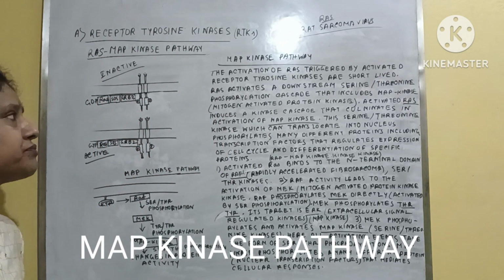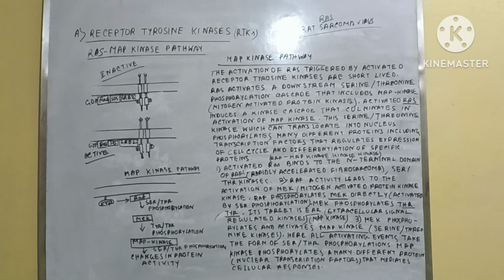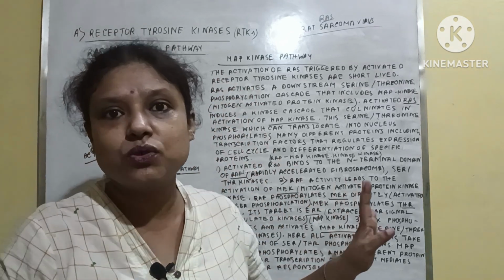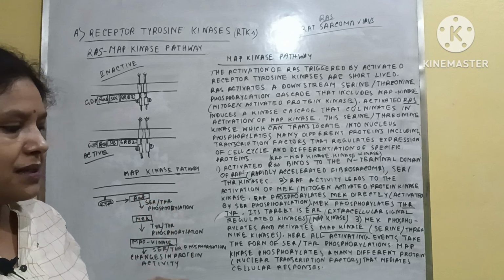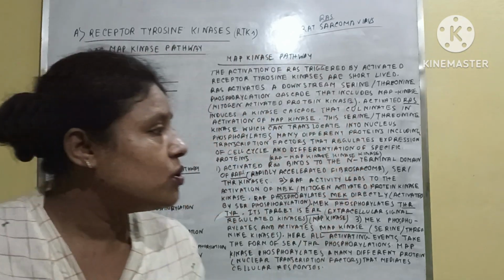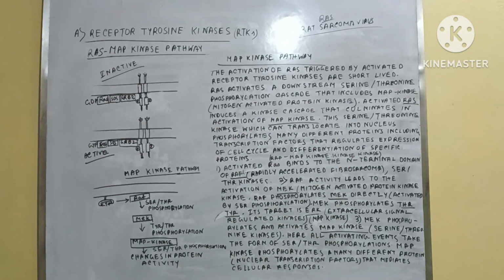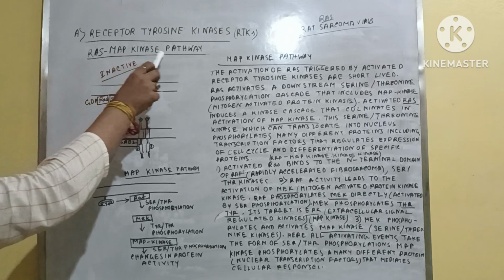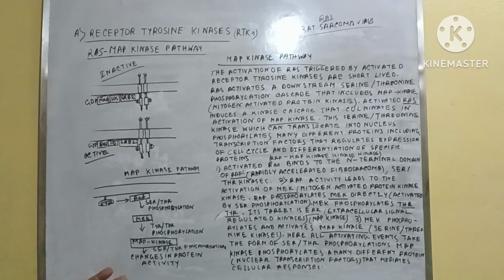pathway. Okay, and this is the related topic of RAS MAP kinase pathway. In my previous video I have explained about the RAS MAP kinase pathway, and here I will only try to explain about the MAP kinase pathway. Okay. So here are the brief structures of the RAS MAP kinase pathway and the MAP kinase pathway. In the first case, the RAS MAP kinase pathway, I have already explained in my previous video.